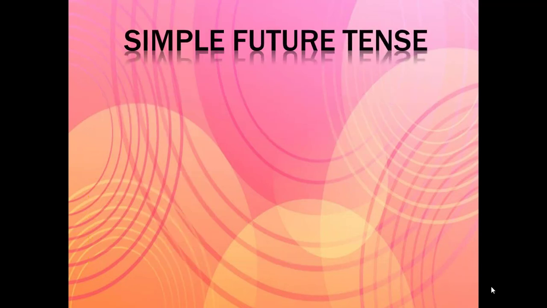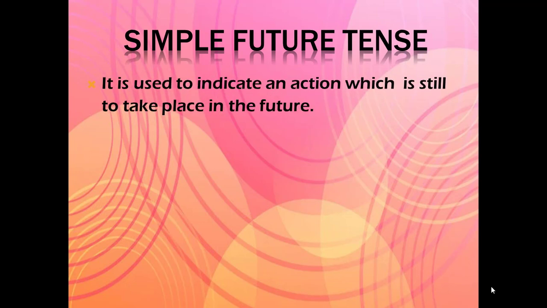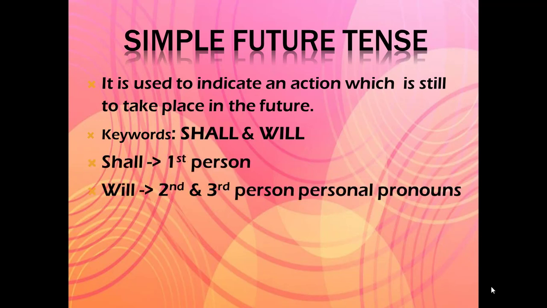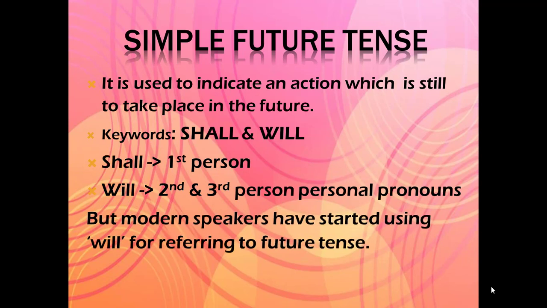Simple future tense. This simple future tense is used to indicate an action which is still to take place in the future. In simple words, any action that is going to happen in the future, we use the simple future tense. The key words in simple future tense are shall and will, where shall is used for first person and will is used for second and third person personal pronouns. But modern speakers have started to prefer will instead of shall.